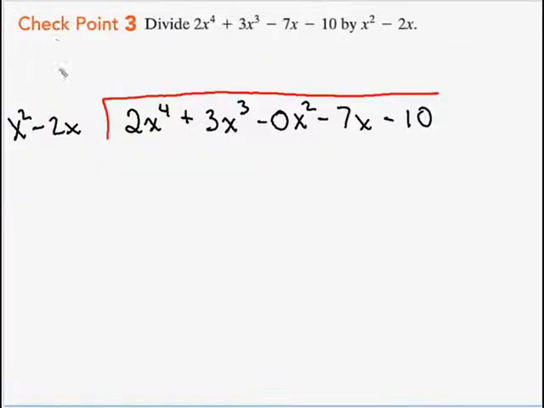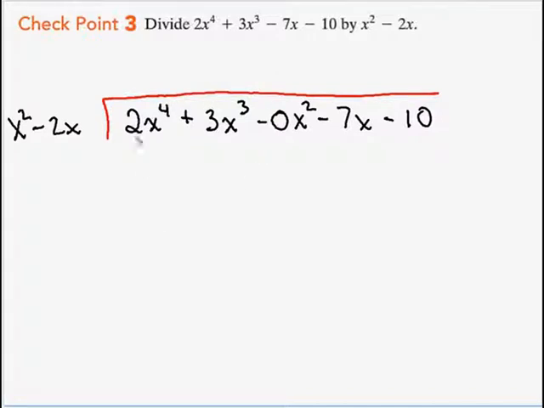There we go. Checkpoint 3, we had to add plus 0x squared because we were missing the x squared term here. Our divisor has all powers of x accounted for. So don't forget to make sure you have every power of x. When I was in school, I always did this in my head. When I got it all set up, I'd do this like a little jump. 4, 3, 2, 1, and you got them all.